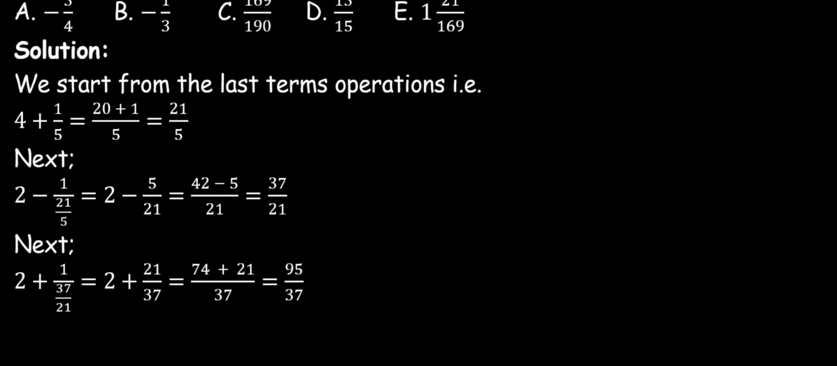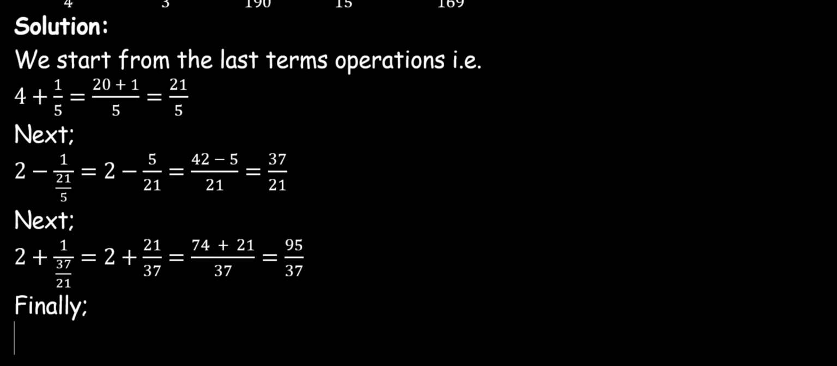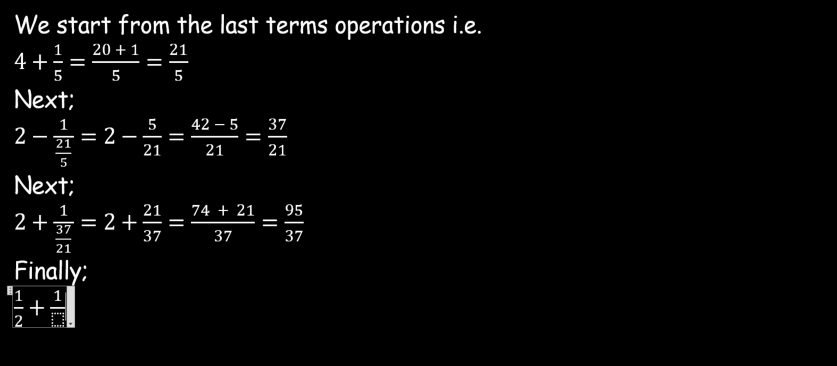Finally, we perform the last operation, which is 1 over 2 plus 1 over 95 over 37, which is the same as 1 over 2 plus 37 over 95. Simple inversion. 1 over anything is that thing inverted, especially when dealing with fractions.